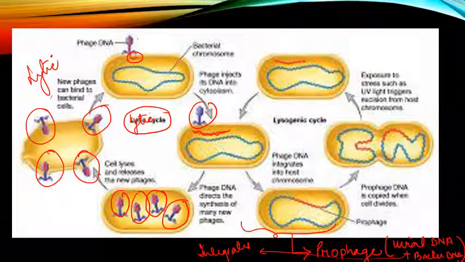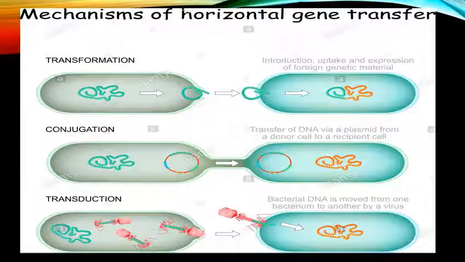Now when this bacterial cell gets exposed to UV rays, then what happens? There will be a separation of the genetic material. Clear? And this cycle, where there is no formation of virus protein and no lysis of the bacterial cell, we call the lysogenic cycle. Clear? So that is all about the lytic cycle and lysogenic cycle.